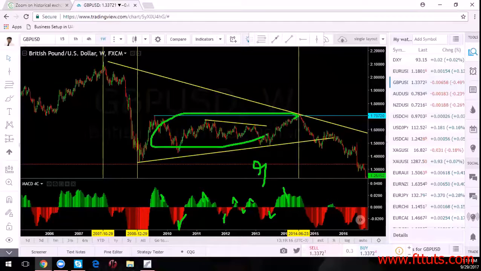Remember just now it was 1. On the monthly it was all 1. We know that is one corrective structure, one wave, one corrective wave. But now we have 9 waves in it.